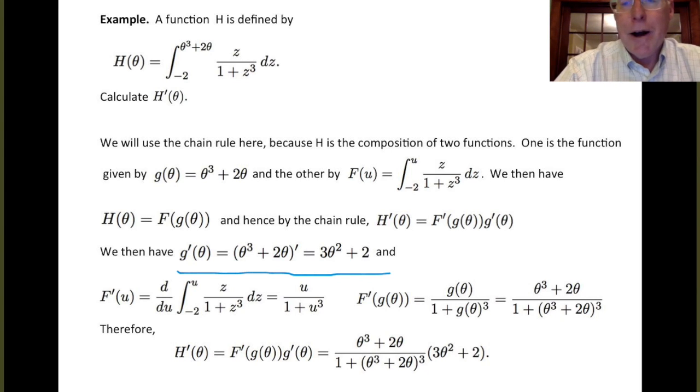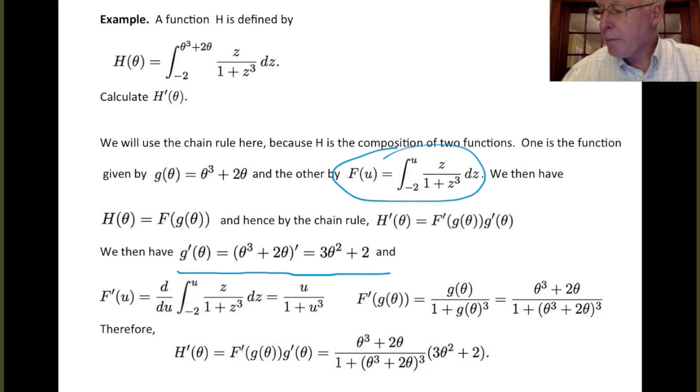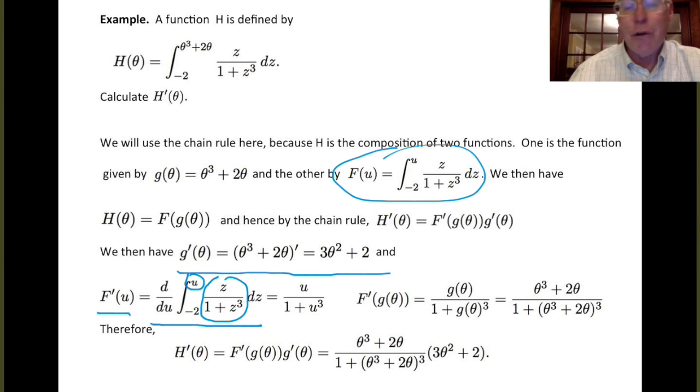To get capital F prime, we're going to use the fundamental theorem of calculus. Let's start with f of u. So then f prime of u, or the derivative with respect to u of the integral from minus 2 to u of z over 1 plus z cubed dz, is by the fundamental theorem, again, we just get the integrand back with the variable replaced by this upper limit. So we're going to get u over u cubed plus 3.